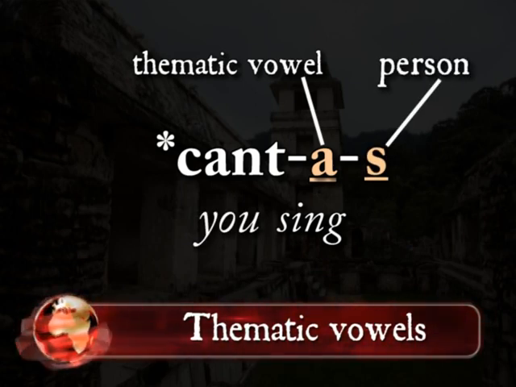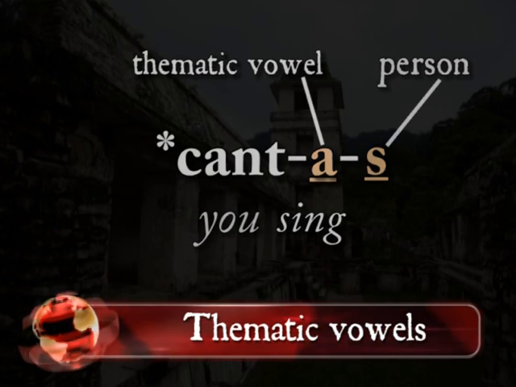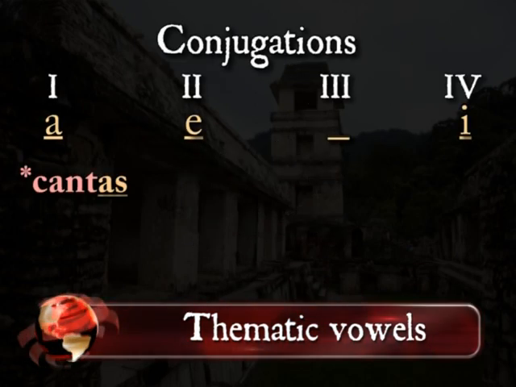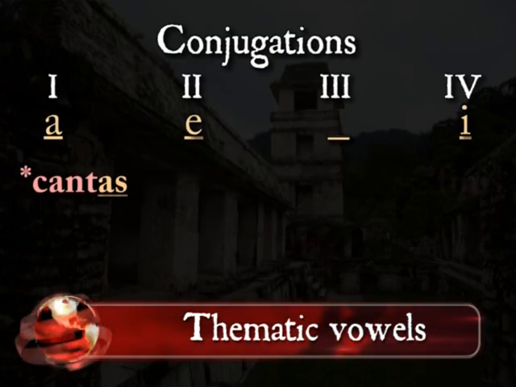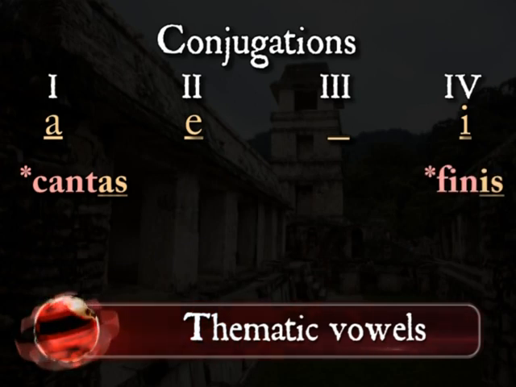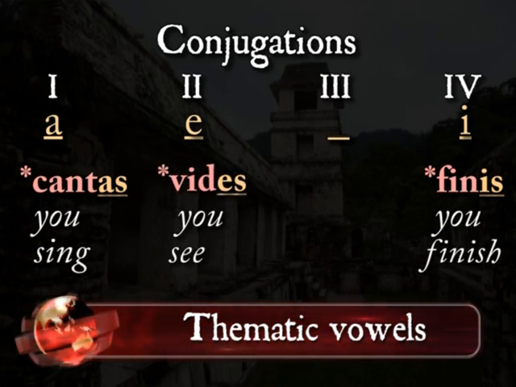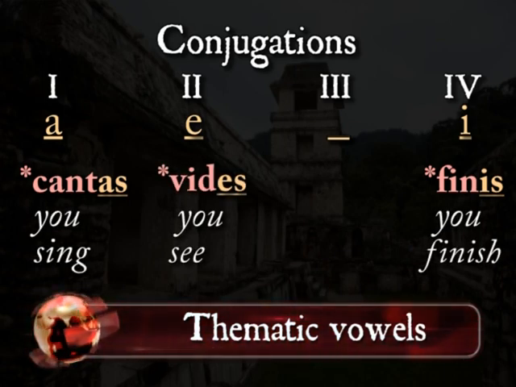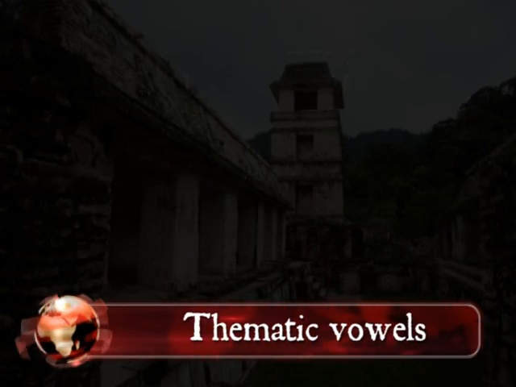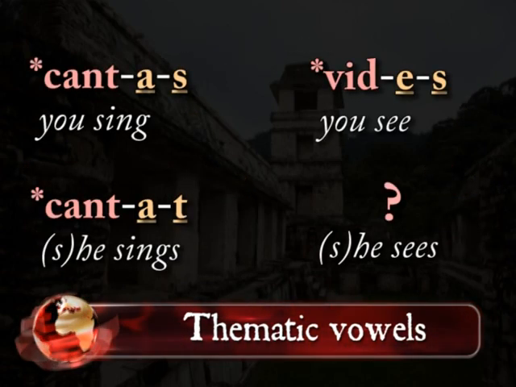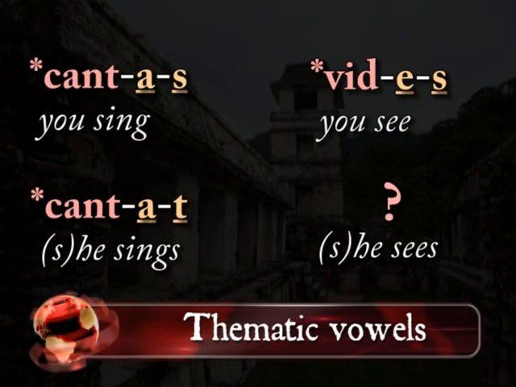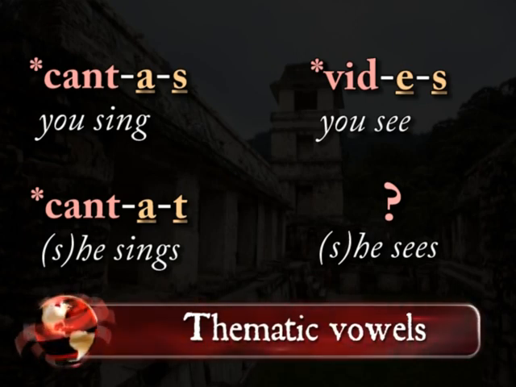We build cantas for you sing. Compare that to fourth conjugation fin, which is a stem with a thematic i. So finis means you finish. Vid means see and has a thematic e, so vides. Cantas, you sing. Cantat, he or she sings. Now, what do you think the word for she sees was in Vulgar Latin?